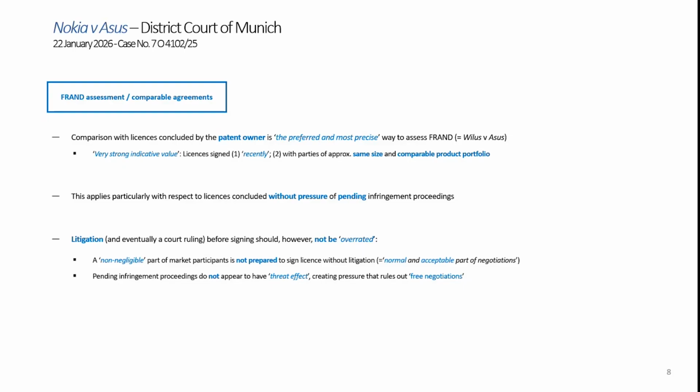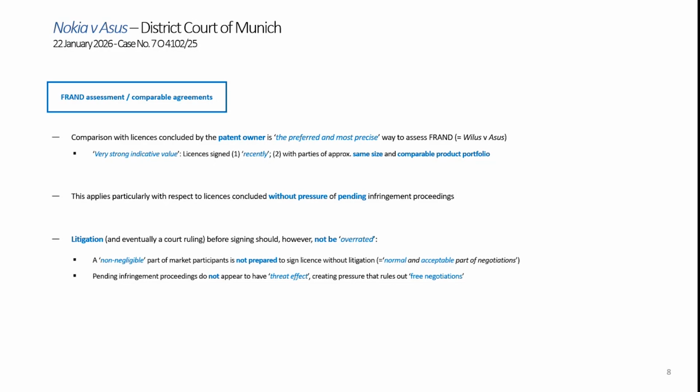The court said that the licenses of the patent owner, again, have a very strong indicative value, particularly those licenses that have been signed recently and with parties of approximately the same size and comparable product portfolio. Very strong indicative value have, according to the court, also licenses that have been concluded without the pressure of pending infringement proceedings. Does this mean that licenses that have been concluded after litigation are ruled out as comparables?